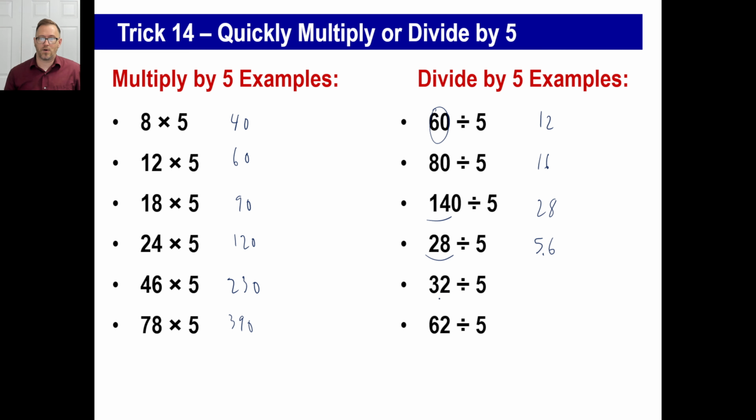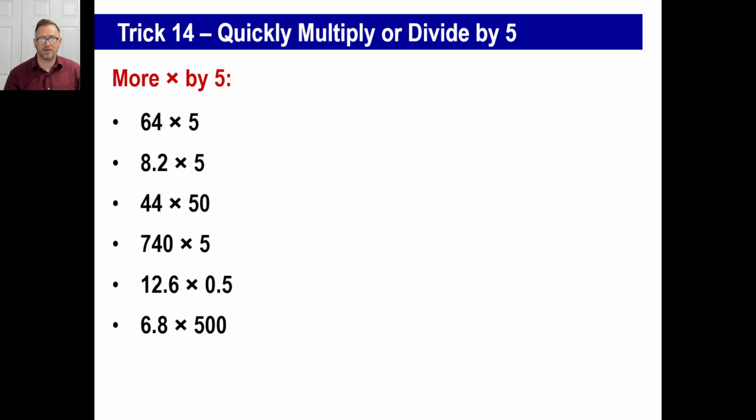5.6, right? 32 divided by 5. Oh, 32 twice that is 64. Oh, so it must be 6.4. Yeah. 62 divided by 5. Ooh. What's twice 62? 124. So it must be 12.4. That's it. That's multiplying and dividing by 5.